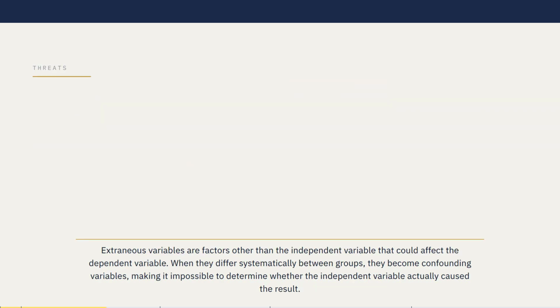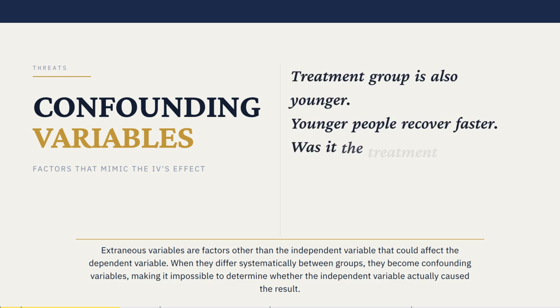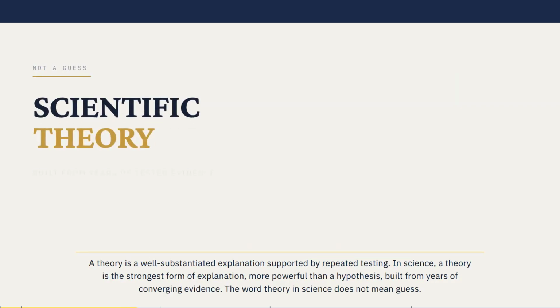Extraneous variables are factors other than the independent variable that could affect the dependent variable. When they differ systematically between groups, they become confounding variables, making it impossible to determine whether the independent variable actually caused the result. A theory is a well-substantiated explanation supported by repeated testing.